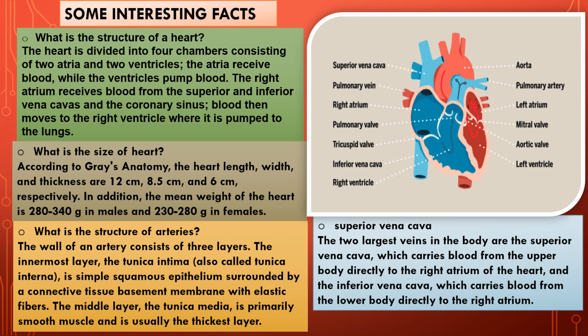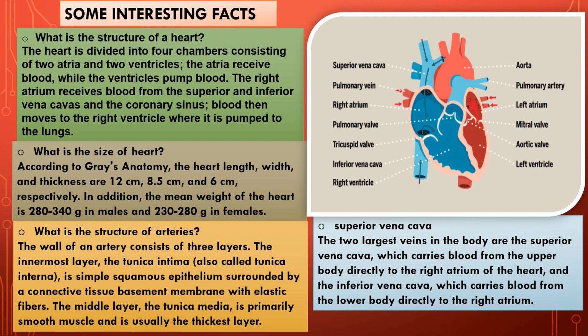What is the size of the heart? According to Gray's Anatomy, the heart length, width and thickness are 12 cm, 8.5 cm and 6 cm respectively. In addition, the mean weight of the heart is 280 to 340 gram in males and 230 to 280 gram in females.